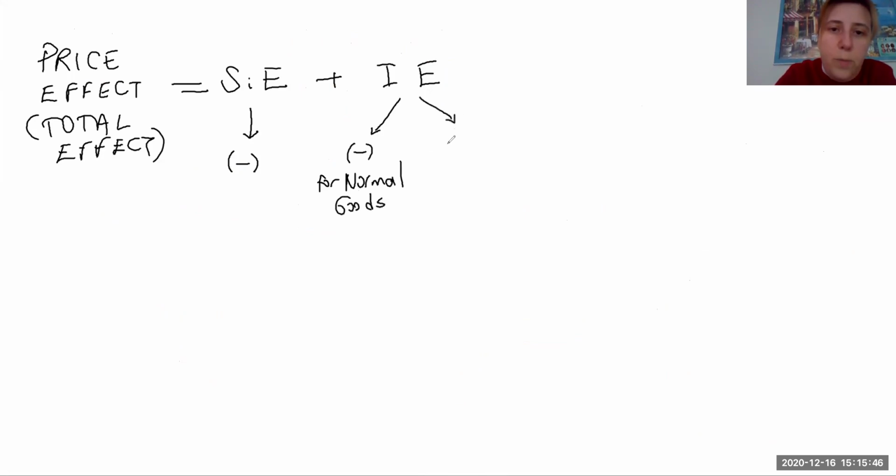And it could be positive for inferior goods. So the total effect, the direction of the total effect, just depends on the sum of the substitution and income effects. So it depends on which one dominates the other one. And we can classify the goods according to this domination relationship.